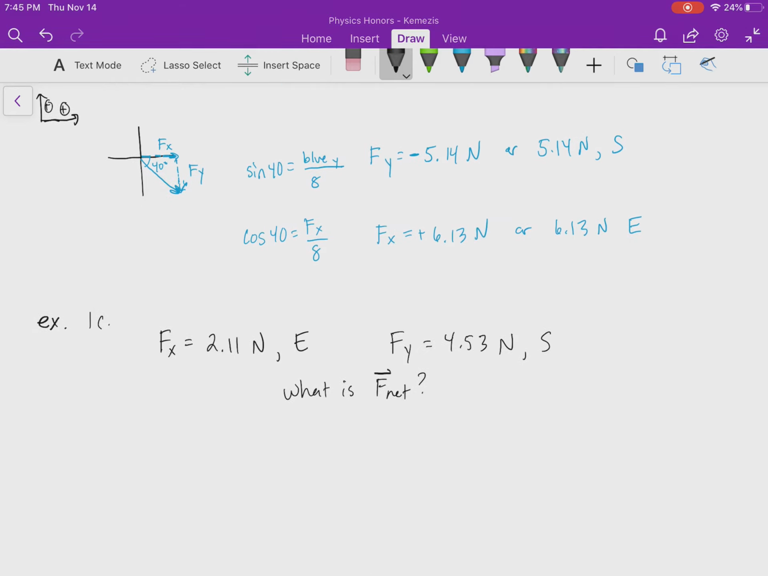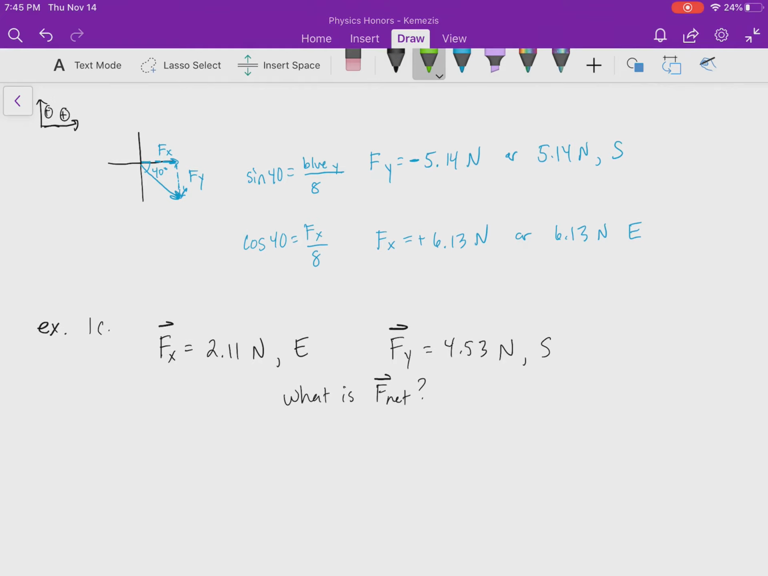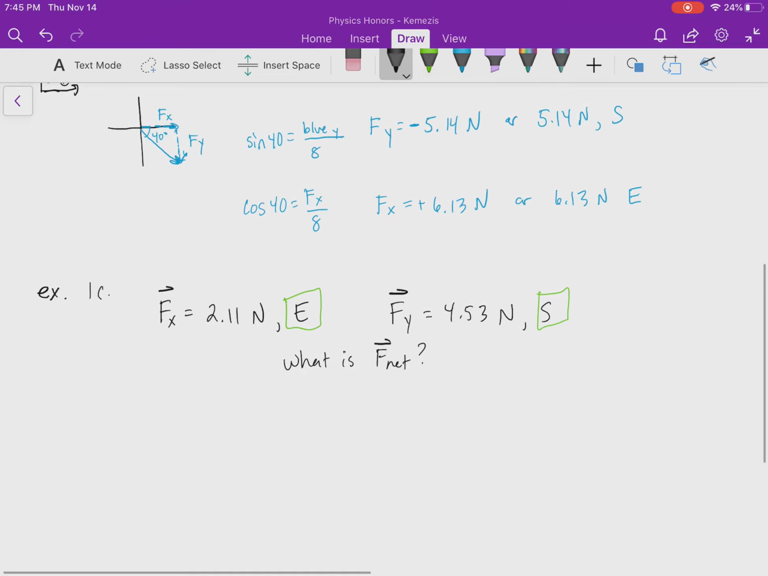And remember, Fnet and any force is a vector, so that's why we have to show the direction in which these things are going. So when I get Fnet, you have to make sure you have direction. So let's add these two vectors where we do the head to tail addition. It does not matter if you go east first and then south, or you go south and east. I'm just going to do it in normal convention, x first then y, but it is not wrong if you do y then x. So we are going to go 2.11 newtons east of a force, and then we have 4.53 newtons south.